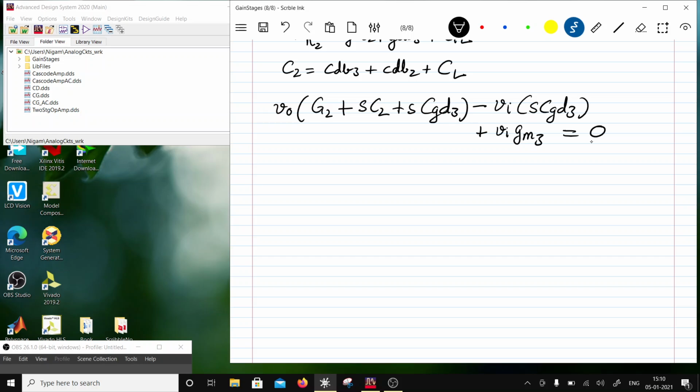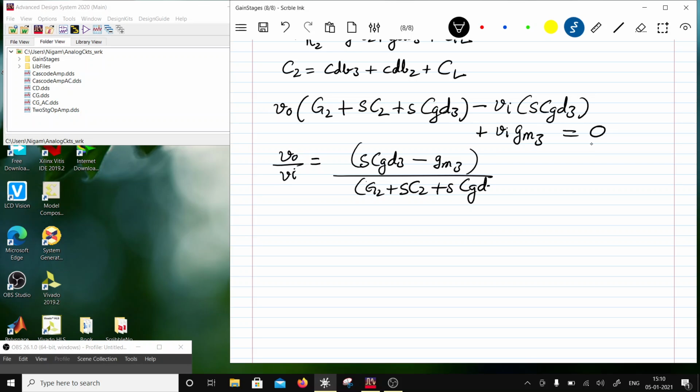So now with this we can establish Vo by Vi. Okay, so if I collect the terms and shift them to the right hand side, I would have Vo by Vi. So what will it be? It will be SCGD3 minus Gm3, that would be the right hand side, divided by G2 plus SC2 plus SCGD3.